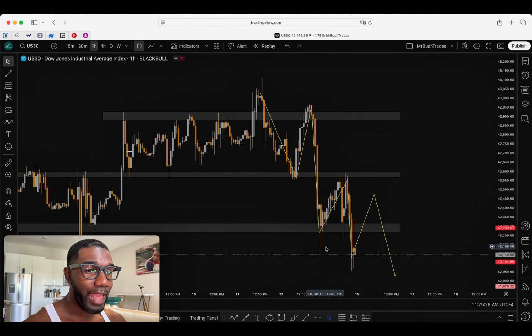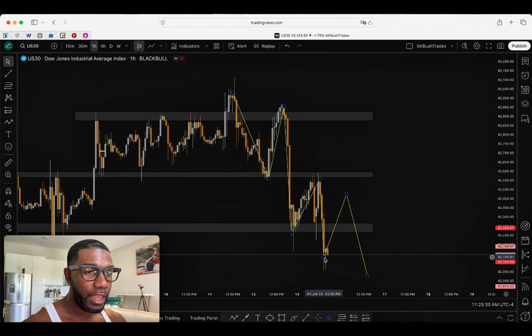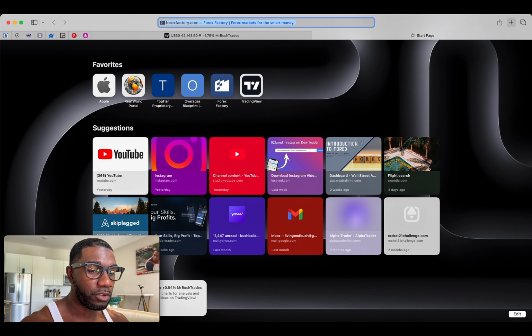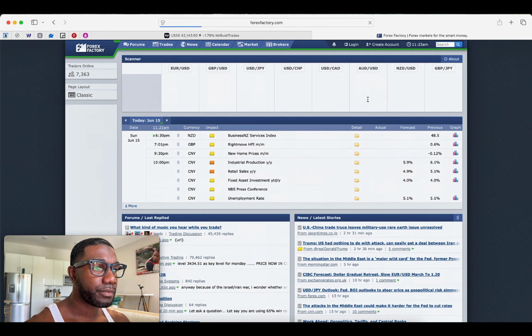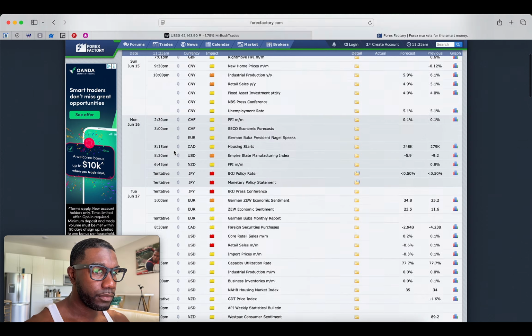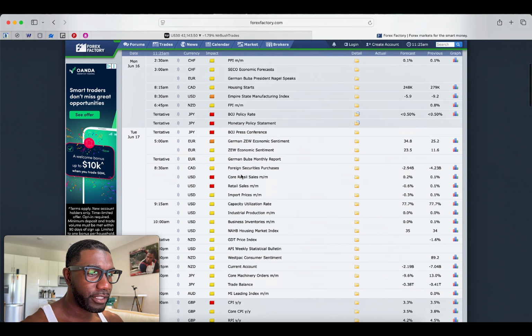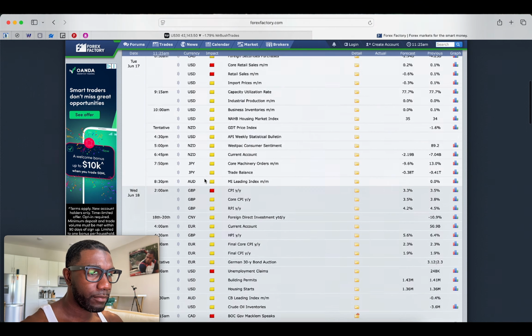Where price can actually open up and continue to push lower until New York session, until we get a retrace, or just whenever we do get a retrace, right? Let's double check and see what news we have coming up this week. So we have core retail sales on Tuesday, 8:30 a.m.